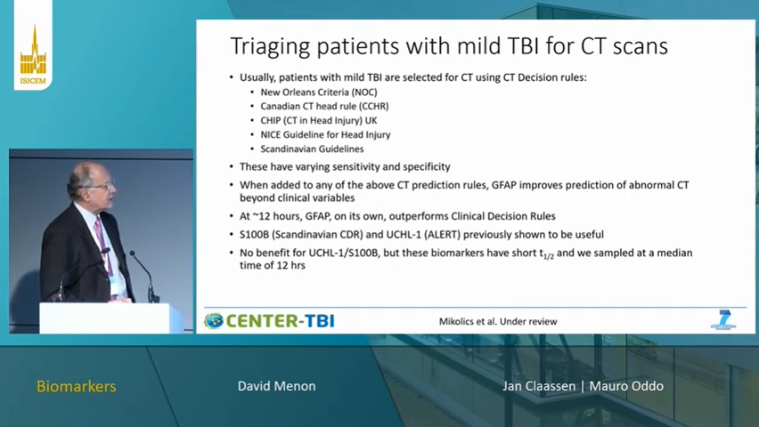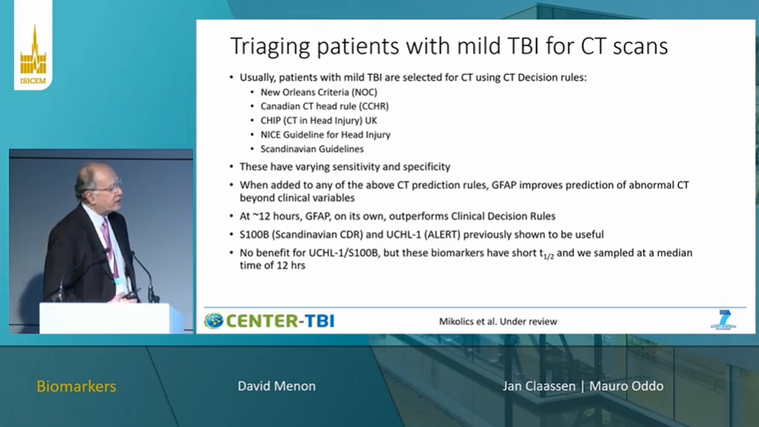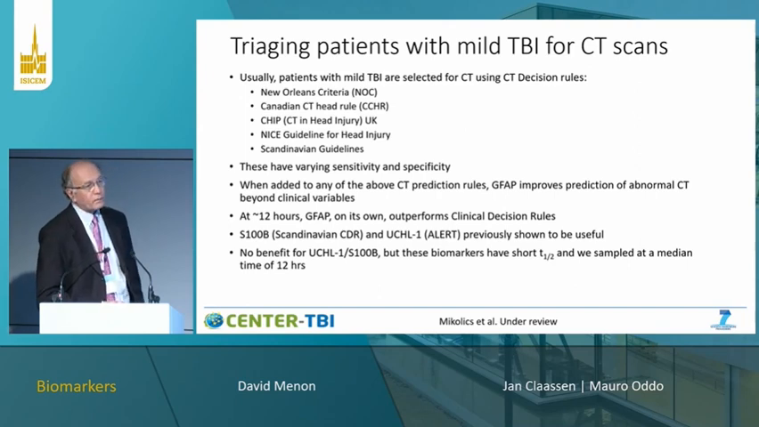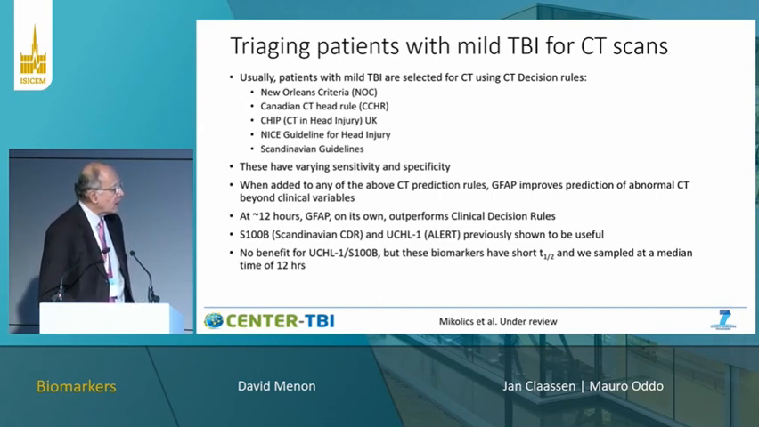And these have varying sensitivities and specificities. For example, the New Orleans criteria are very, very sensitive, but not very specific, whereas the NICE guidelines from the UK are much more specific, but less sensitive. What we found was that when added to any of the above CT prediction rules, GFAP improved prediction of abnormal CT beyond clinical variables. And at about 12 hours, GFAP on its own outperformed all these decision rules.